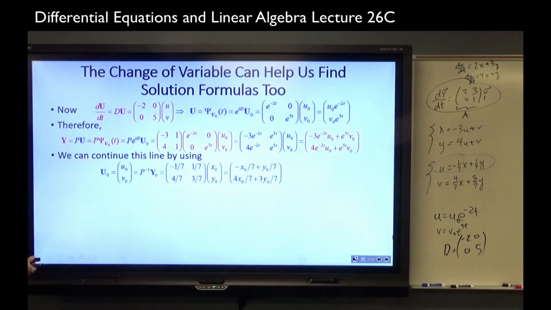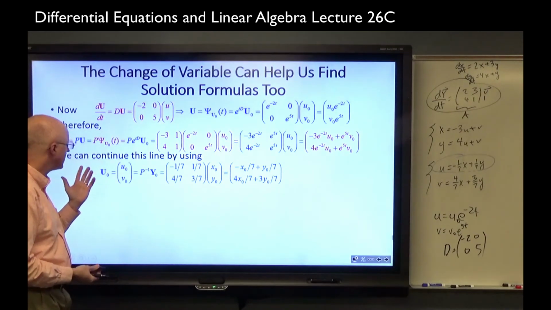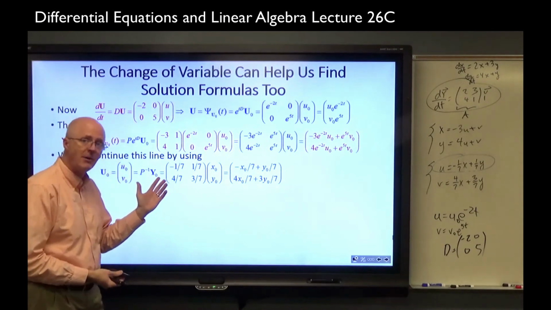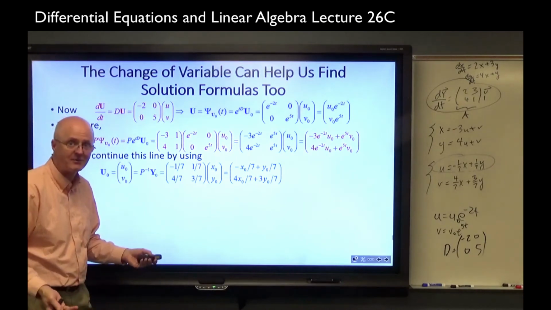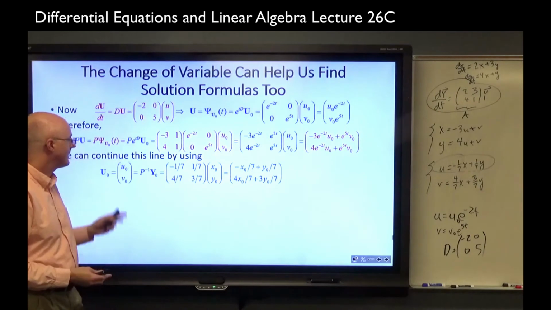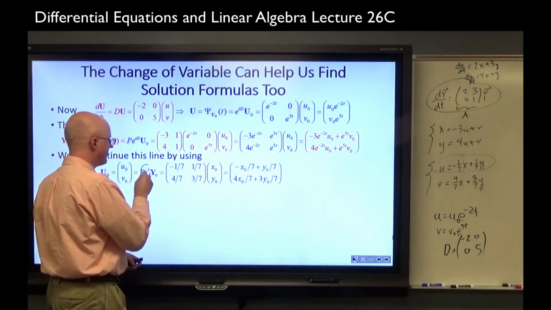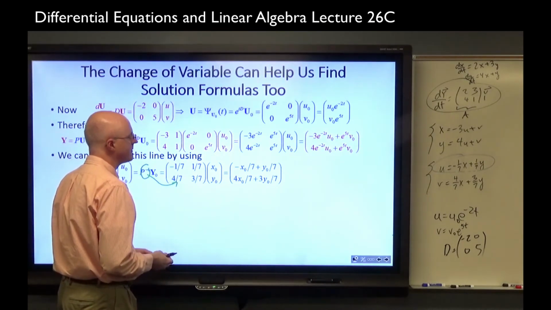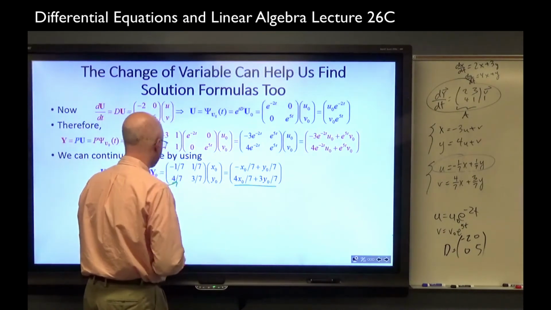In vector form, we could write the initial condition u0, the initial condition in terms of u and v coordinates. I know that's p inverse times y0. U is p inverse times y in general. Y is p times u, therefore u is p inverse times y. That works with initial conditions as well. Here's p inverse. There's the initial condition as a vector with x and y coordinates. Do the multiplication, you get this. We're almost done.